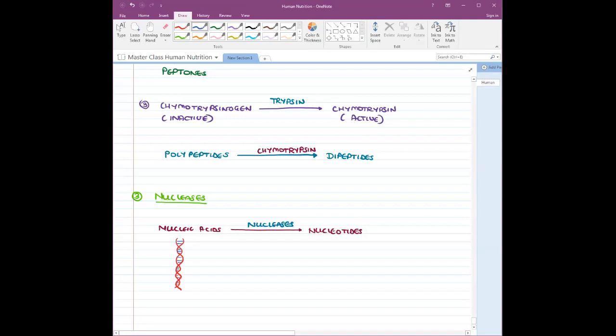Now let me just uncoil this. See, this is in the coiled format. So let me just uncoil this. So you will see that your DNA is going to be a double-stranded structure like this. And then you are going to have these bonds in between at regular intervals like this, right?